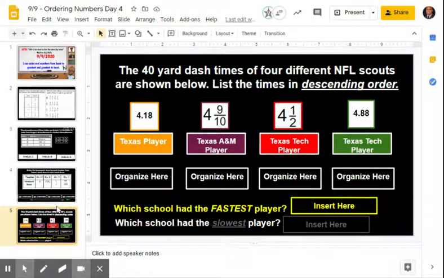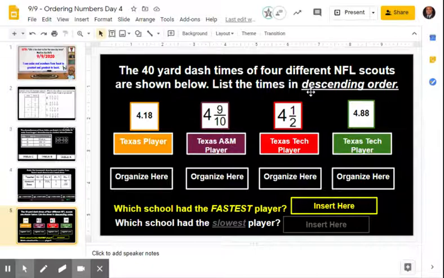And then slide 5 says, the 40-yard dash times of 4 different NFL scouts are shown below. List the times in descending order. What does that word descending mean? For those of you who are watching this video online, I'm going to need you to go to your vocabulary resource in our class period and look up the word descending. It'll have a definition, and then an example of what that means. It says list the times in descending order.